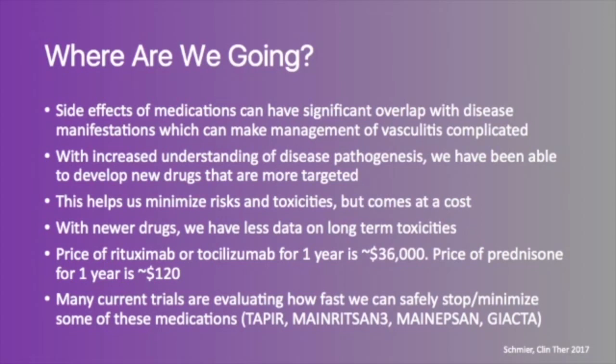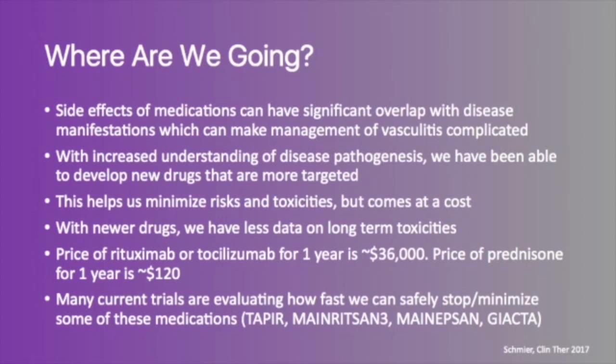With an increased understanding of how these diseases are happening, the disease pathogenesis, we've been able to develop new drugs that are more targeted. This helps us minimize a lot of the risks and toxicities, but this does come at a cost. With the newer drugs, we obviously have less data on long-term effects unless they've been used in other illnesses for a long period of time. And again, even if they were used in other illnesses, those patients have different risk factors. We're using different doses, so you can't always translate that data to our situation, right?